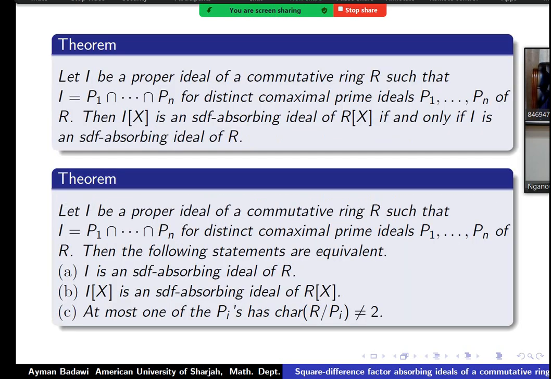Okay, and here is a very nice result. It tells you how to construct. If you take a proper ideal I of a commutative ring R, and assume I is the intersection of co-maximal distinct prime ideals, then I[x] will be an SDF absorbing ideal of R[x] if and only if I is an SDF absorbing ideal of the ring R. Okay? And here is another result, which deals with the polynomial ring.